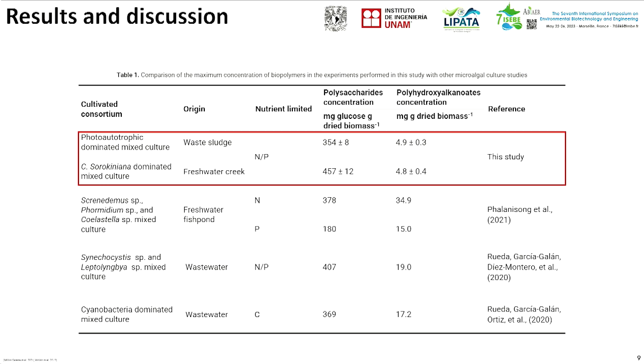Now, in terms of total production, we've seen that the polysaccharides production was actually improved in comparison to a previous study, especially for the freshwater-borne consortia. In this case, we observed a 21% increase in the polysaccharides production, whereas for the polyhydroxyalkanoates production, we observed rather similar concentrations or total yield. This could be mostly because of other stress factors that could be affecting the production of polyhydroxyalkanoates.